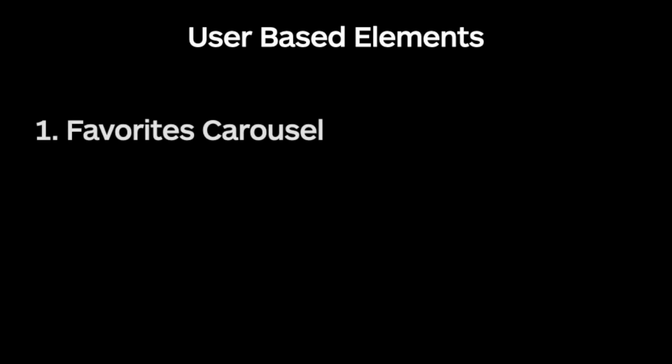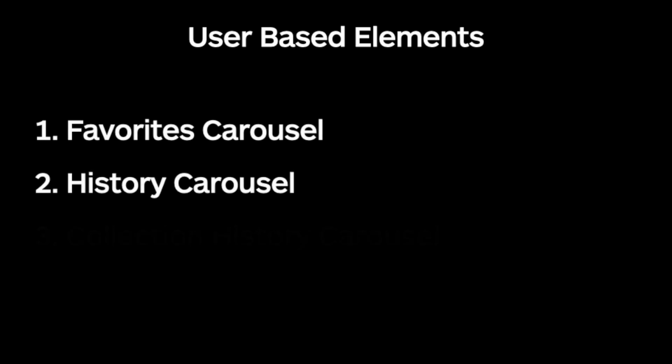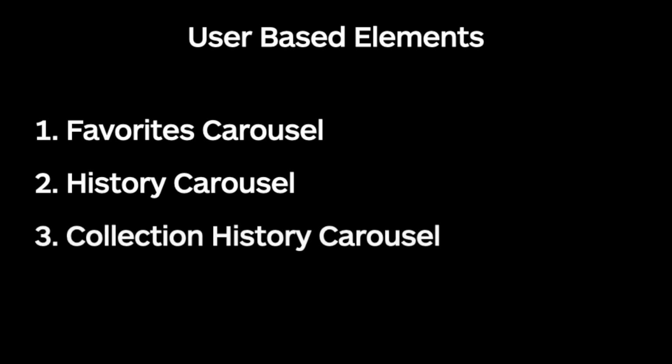In addition to standard content elements, there are also user-based elements that dynamically update based on user interaction. One example is the Favorites carousel, which displays the titles a user has favorited. This is particularly useful for content that people revisit frequently, such as music, courses, or mindfulness programs. Another useful element is History, which comes in two types. The History carousel displays the most recently interacted with titles, while the Collections History element displays the most recently accessed collections. The key difference between them is how they help users continue content consumption.